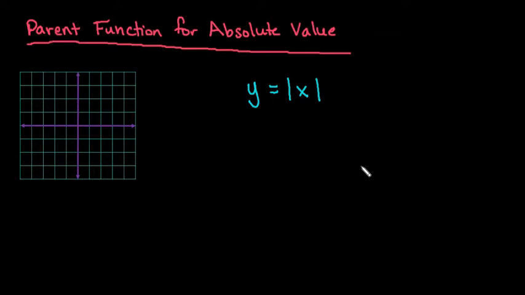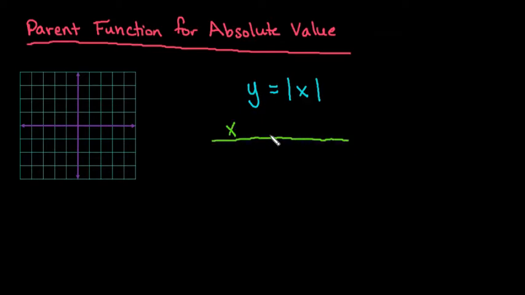Hi, for this video what we're going to do is talk about the parent function for an absolute value and what the graph of that would look like. So with this, the parent function is y equals the absolute value of x. And if you recall, x is called the independent variable because you're allowed to pick whatever values of x that you want, and y is the dependent variable.